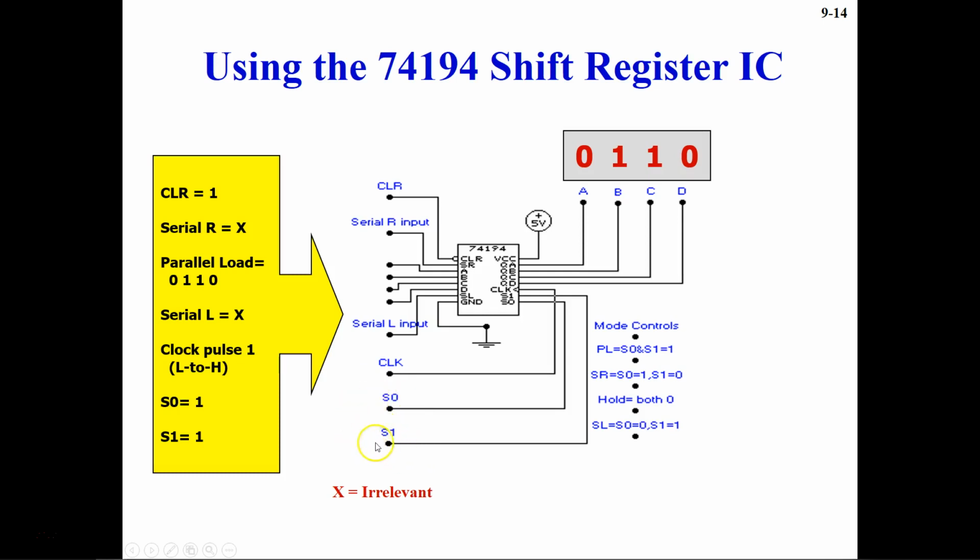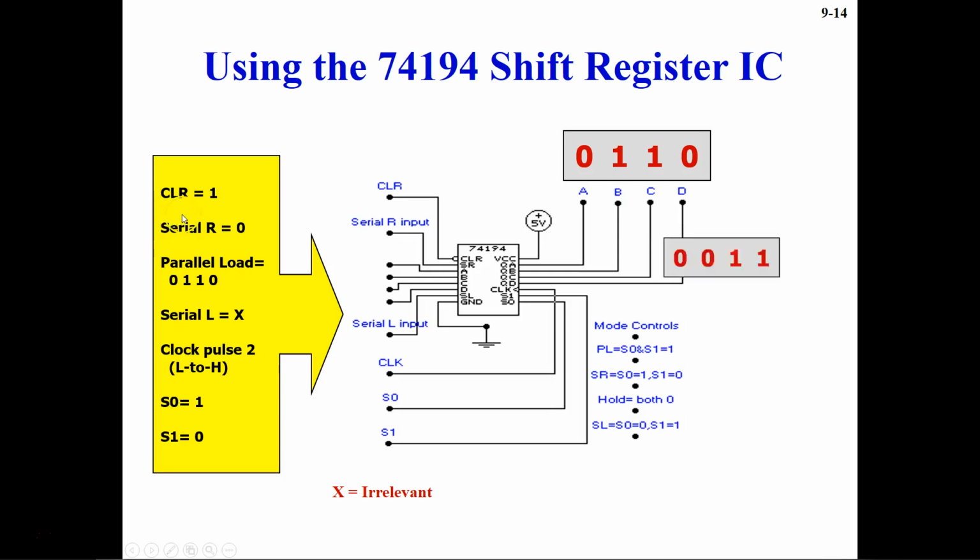The data is going to go in as a parallel load. So if you see here, this is the mode control: parallel load when both are 1, and that's why this is parallel load. You see here 0, 1, 1, 0. So you are loading parallel data in parallel, and at the output you are getting the same 0, 1, 1, 0.